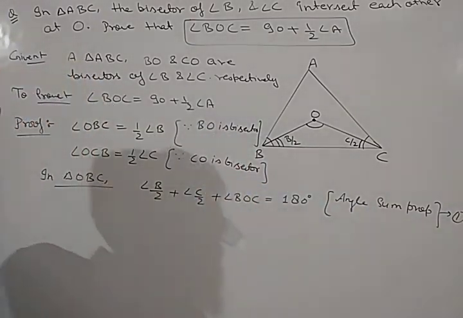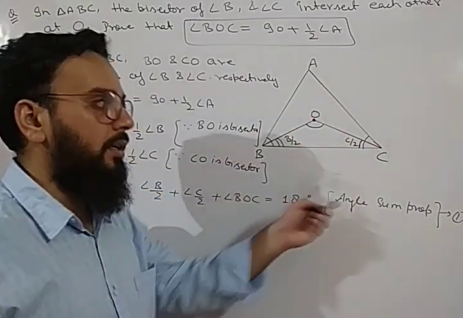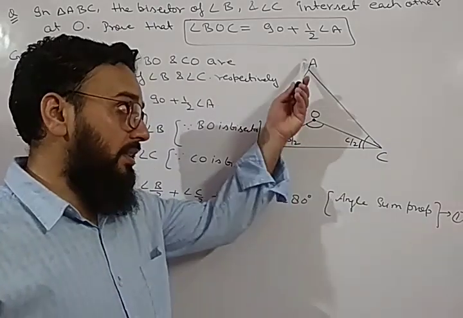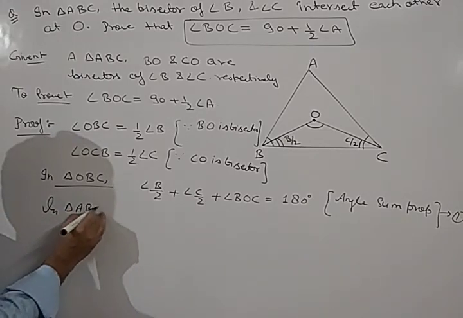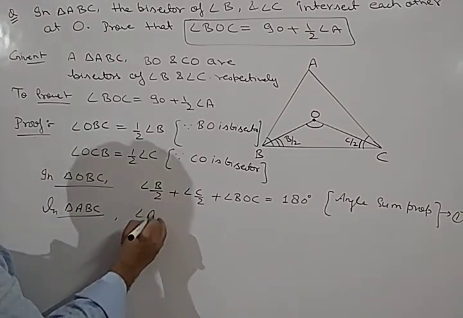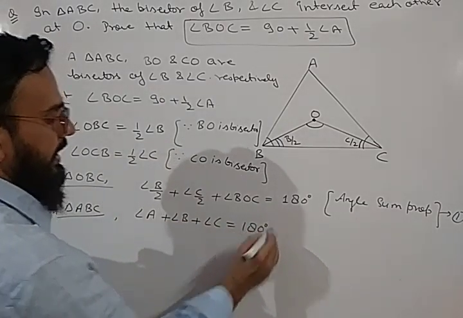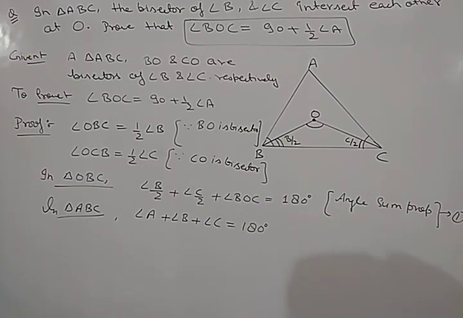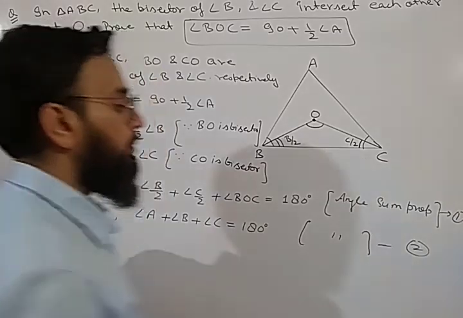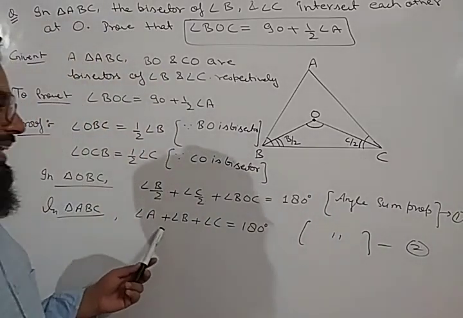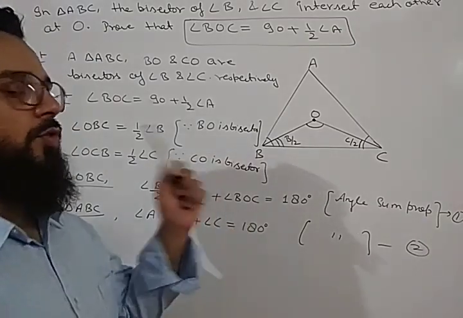But we have given one more triangle, that is triangle ABC, this complete triangle. So we can apply the angle sum property in this whole triangle also. So if we take in triangle ABC, what can we write? We can write angle A plus angle B plus angle C is equal to 180 degree. Okay, it is also angle sum property. Let us take it equation number 2. Now we have two equations, angle A plus angle B plus angle C is 180, and B by 2 plus C by 2 plus BOC is equal to 180.